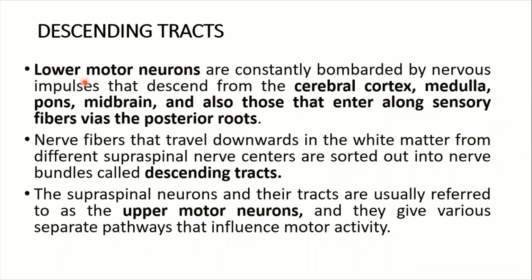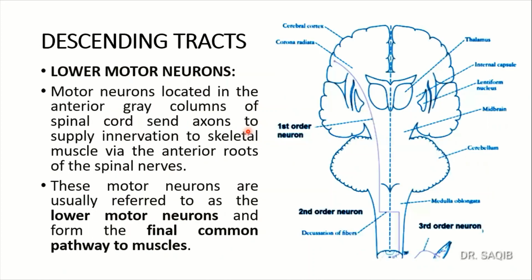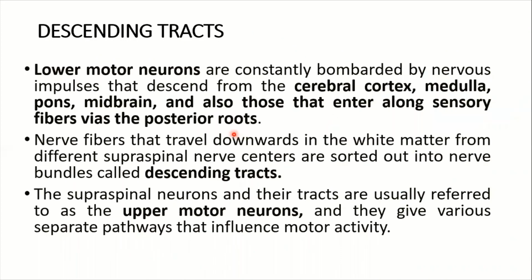The lower motor neurons are constantly bombarded by nervous impulses that descend from the cerebral cortex, medulla, pons, midbrain, and also those that enter along sensory fibers via the posterior roots. Right? So I told you already from this picture. This is written for you for your perusal, for your reiteration, and to fix it into your mind.